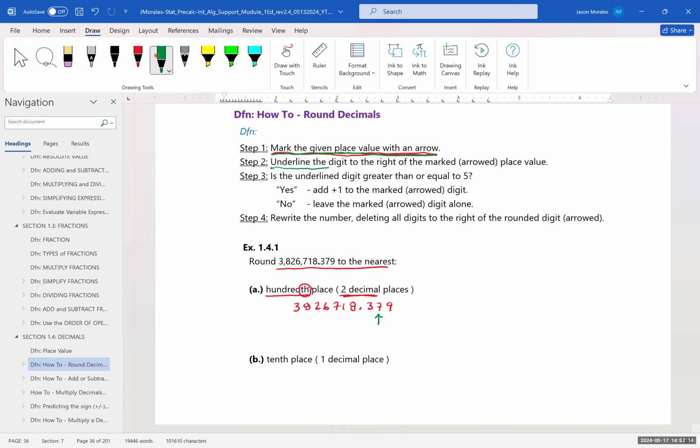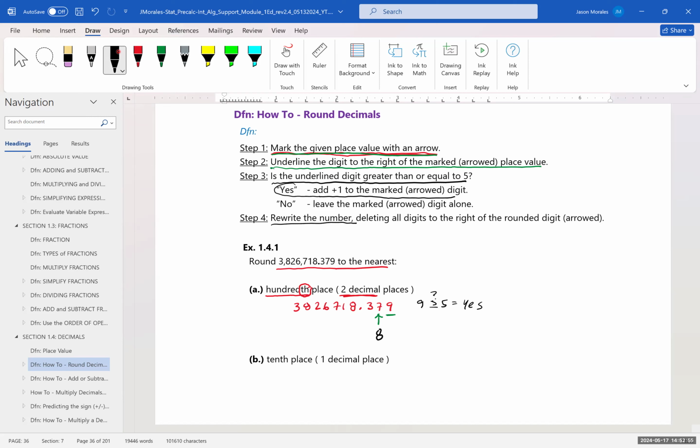Step two now is to underline the digit to the right of the marked place value. So we're going to underline the digit to the right of the marked place value. Now we want to determine, is the underlined digit greater than or equal to 5? So is 9 greater than or equal to 5? And the answer is yes. 9 is greater than 5. So if the answer is yes, you're going to add 1 to the marked digit. So we're going to add 1 to 7 to round it up to 8.